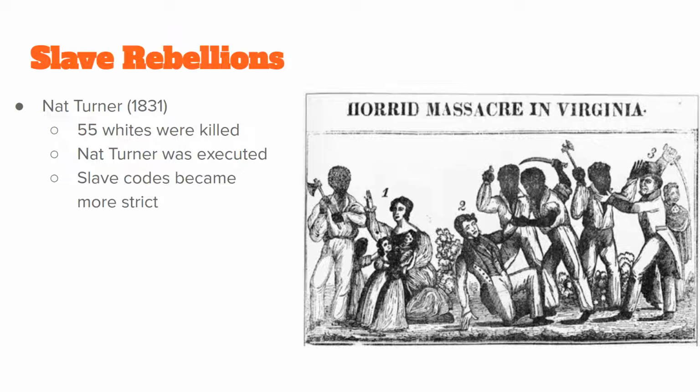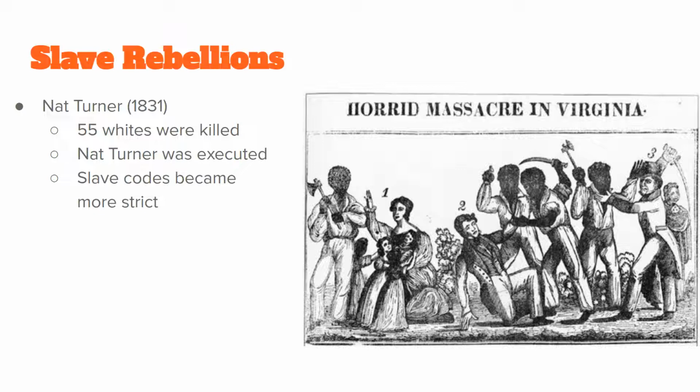Nat Turner is a slave. He is an educated, literate slave, sometimes working as a preacher. And he leads one of the biggest slave rebellions in US history, where 55 whites are killed. And Turner ends up executed at the end of this slave rebellion.